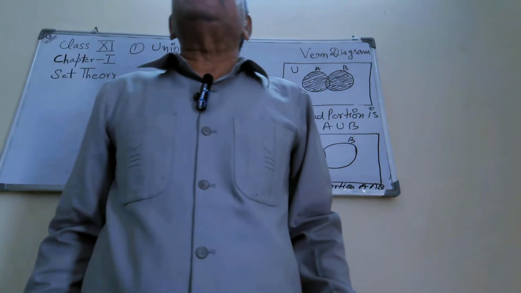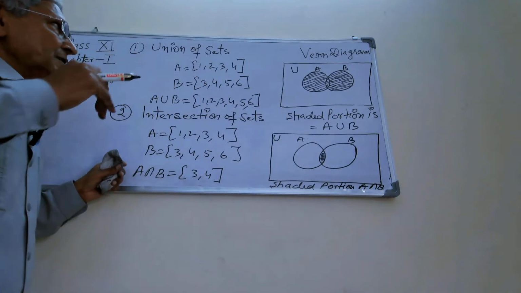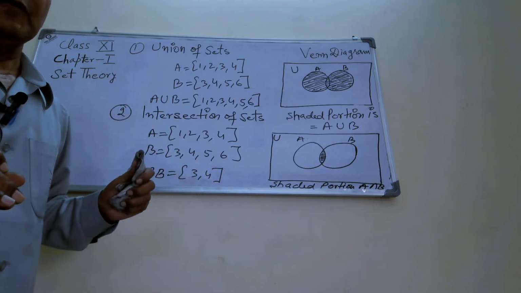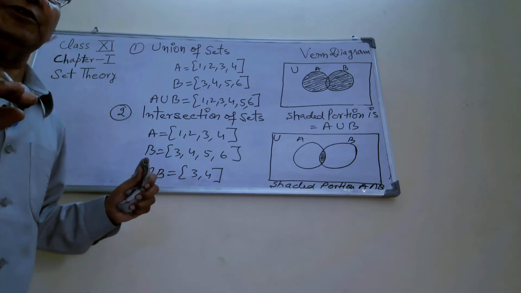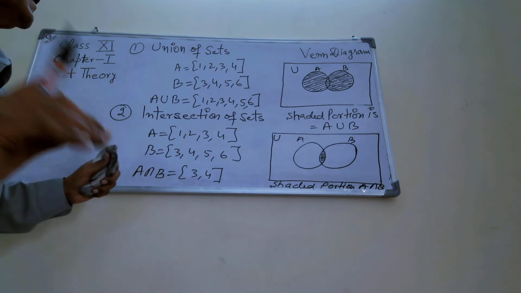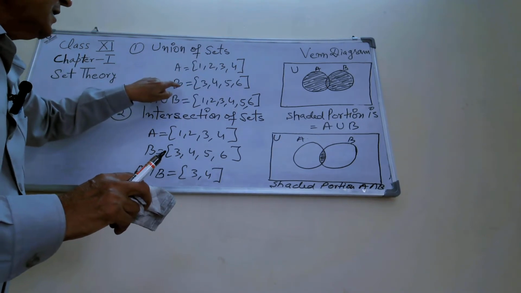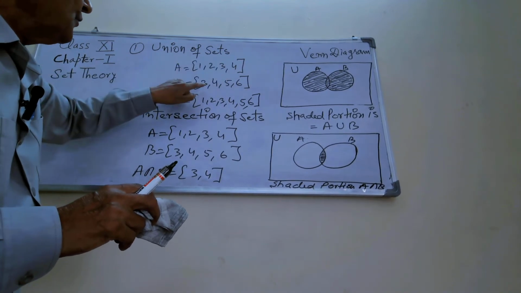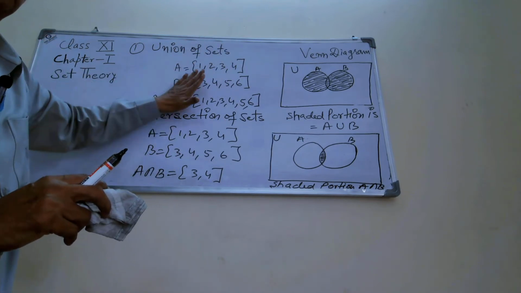Union of two sets is the union of all the elements, or the sum of all the elements in A and B, and repeated elements we have to neglect. Here say A is 1, 2, 3, 4 and in B the elements are 3, 4, 5, 6. These two elements 3, 4 are common in these two sets.